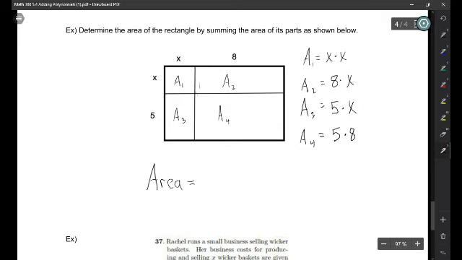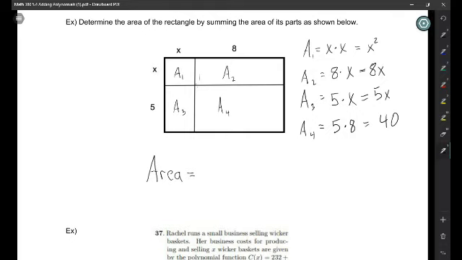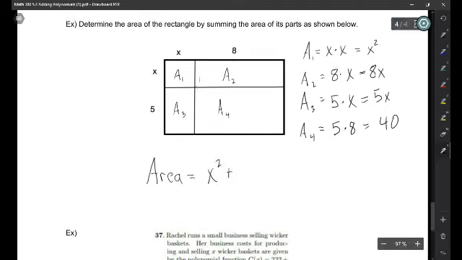So the area is equal to, well, back up here, notice that x times x is x squared. 8 times x, well, we'll just say 8x. 5 times x, 5x. 5 times 8, 40. So the area is going to be the sum of all of those sub-rectangles. So we get x squared plus 8x plus 5x plus 40.